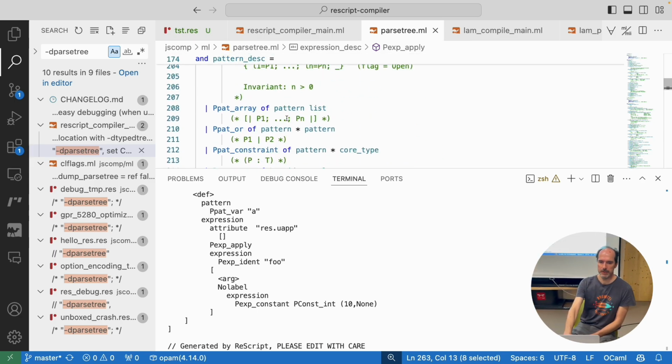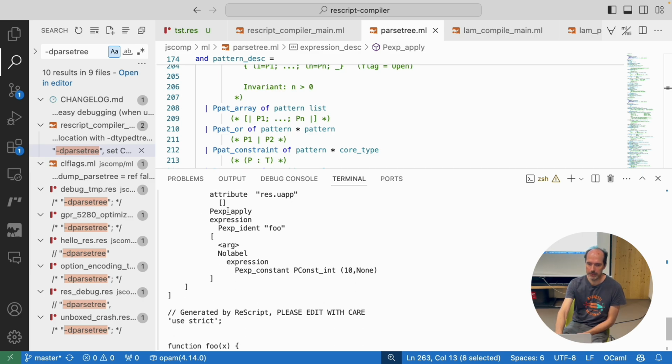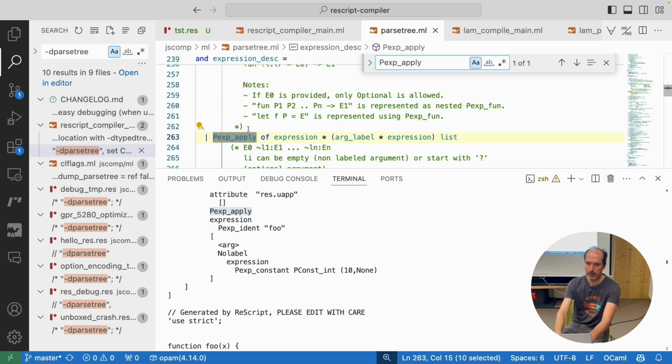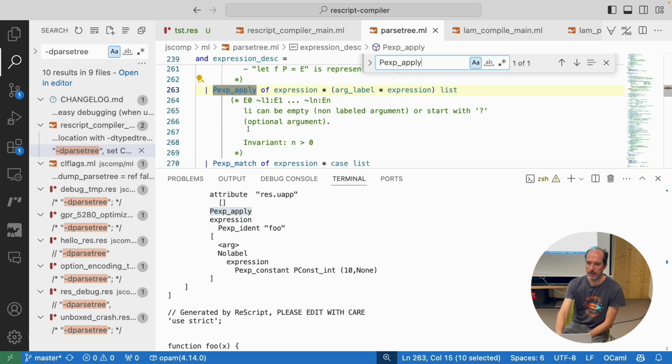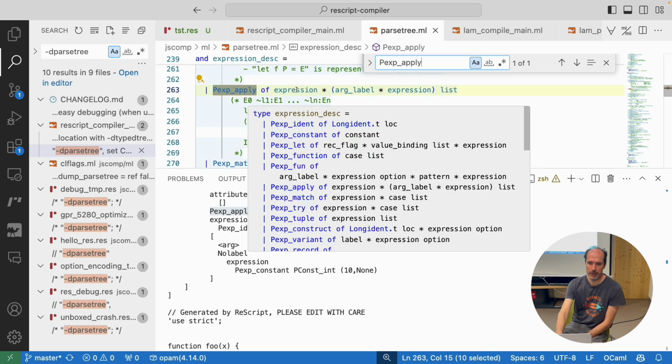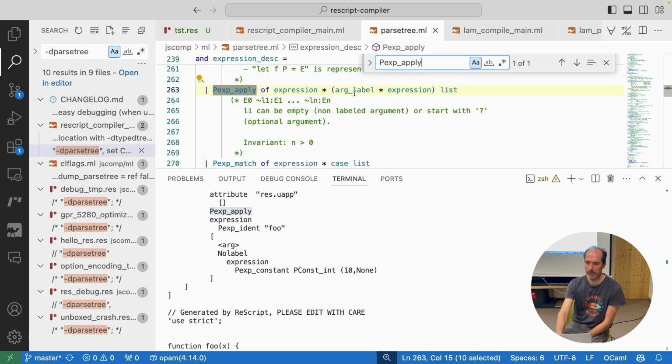So we are in the parse tree. This is the untyped parse tree, which comes straight from the parser. So we can look at, I don't know, one of these nodes, like Pexp_apply. That's the application, takes a function applied to a list of arguments, maybe with some labels. That's the way you would expect.